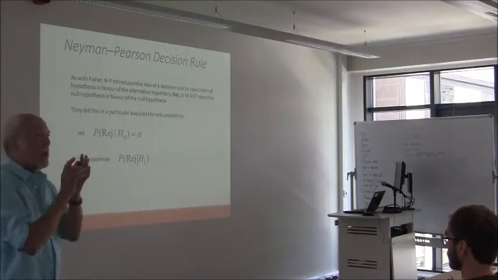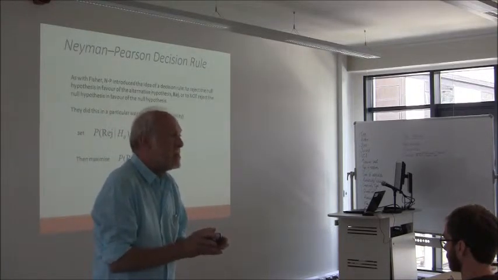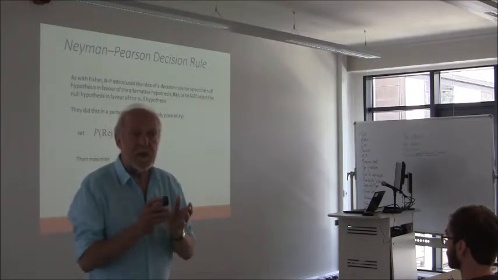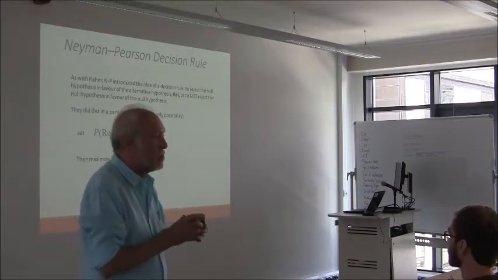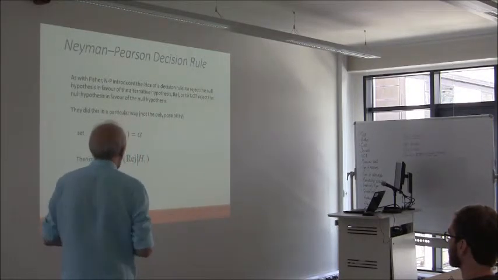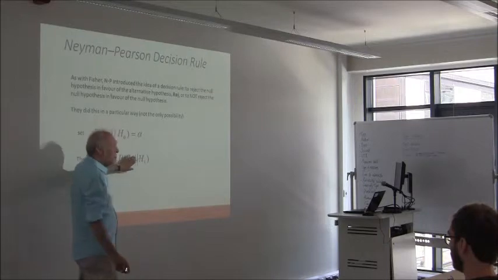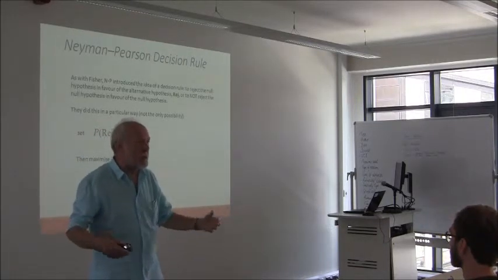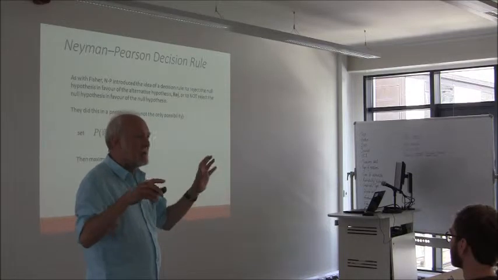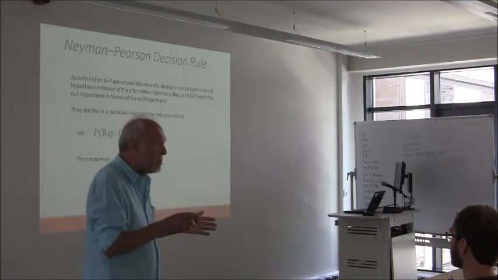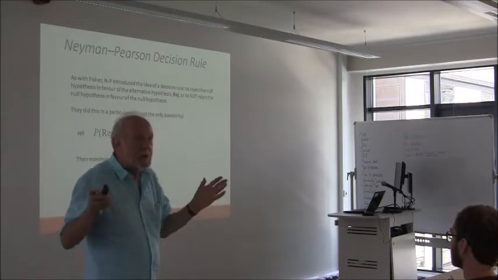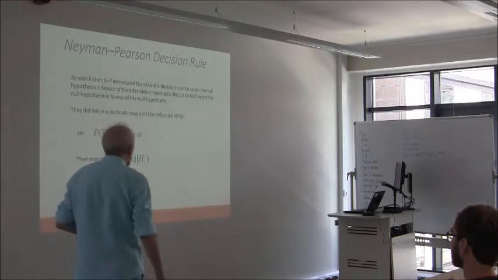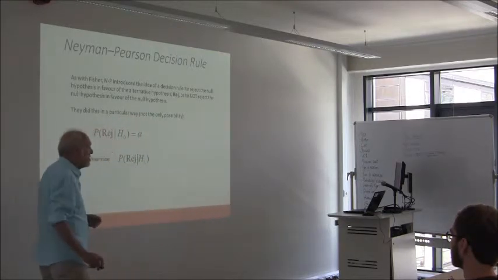was that we're going to fix alpha to some value, and then we're going to maximize the possibility of rejecting a null hypothesis correctly, to maximize power. You can't do both, so you have to fix one. Now, I know this sounds all convoluted, but there are many alternative ways of doing it. But they chose this particular one. And we've been living with it ever since.